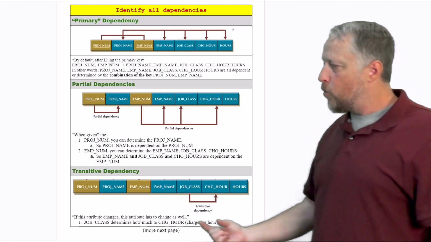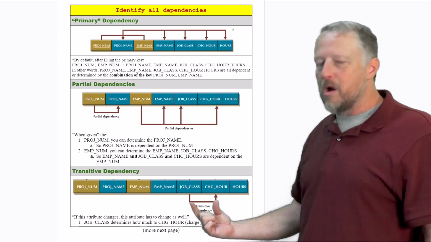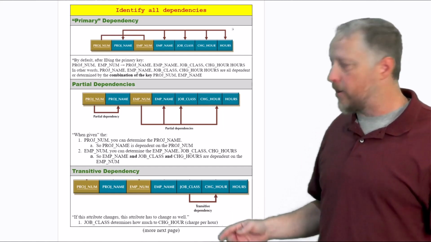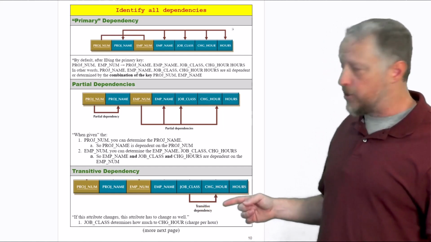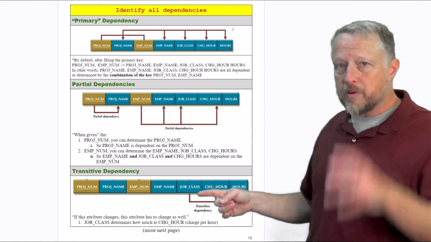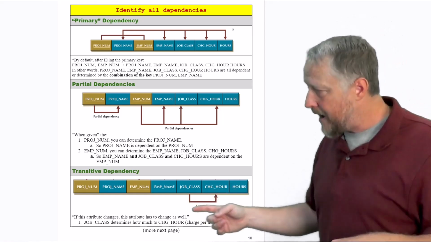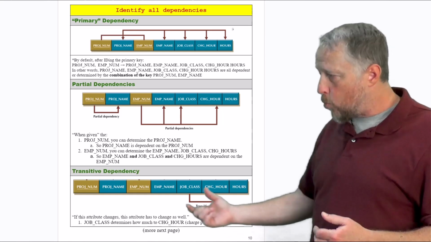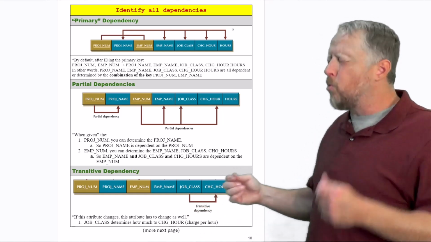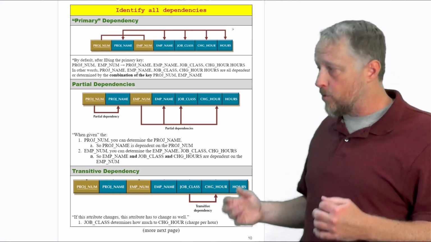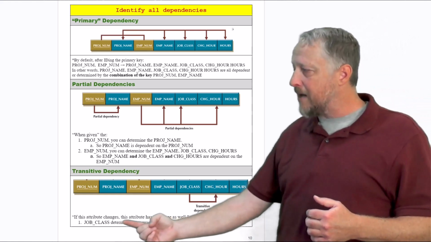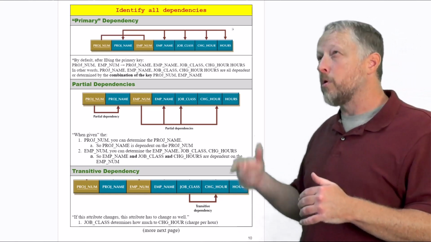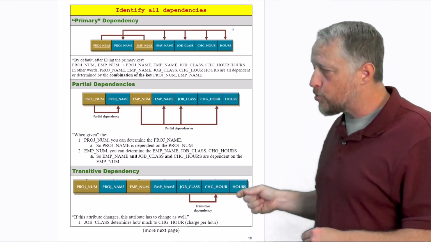On this one, we have job class and then how much they're charging per hour. These two are kind of dependent on one another, meaning if one changes, the other one needs to change. If the job class changes in this particular application, then how much they're charging per hour will also change. So one really depends solely on the other one, and it's not by chance. It's a one-to-one relationship. So job class determines how much the charge per hour is going to be for this particular application. So that is a transitive one.